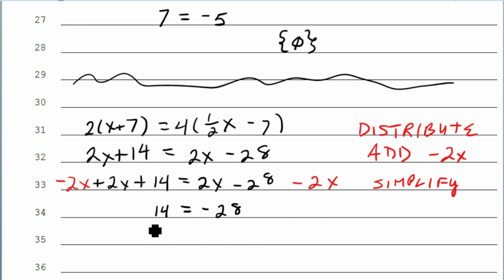And you can see this is a false statement again. So there's no solution. 14 does not equal minus 28. But you couldn't tell from just looking at it. You had to go through the usual routine, and you come up with the empty set. The answer again is the empty set.